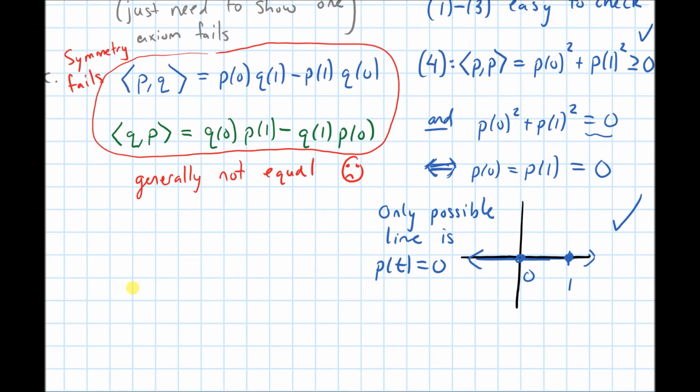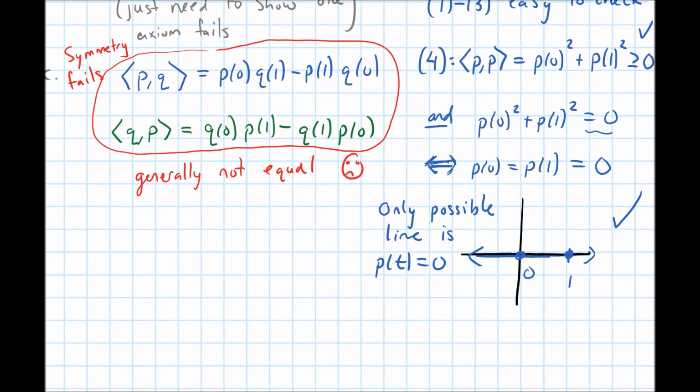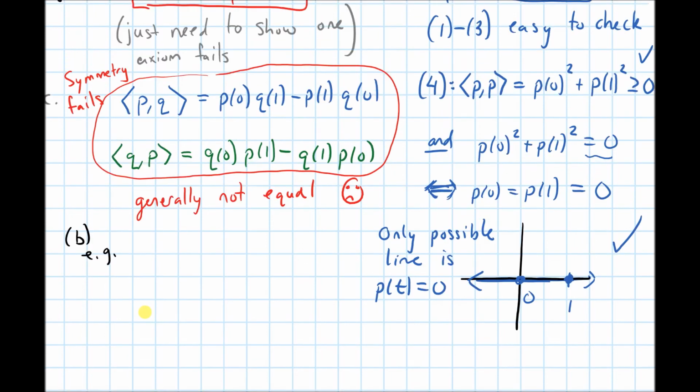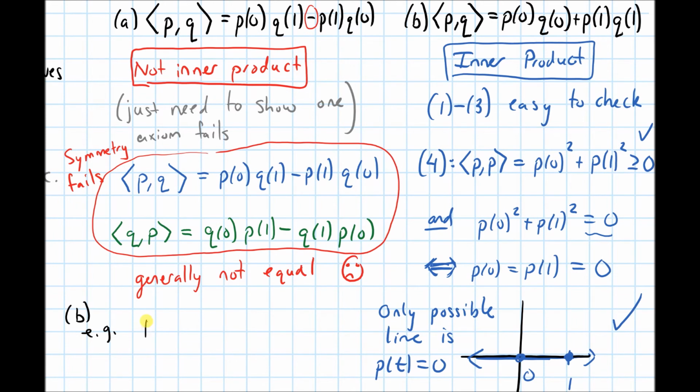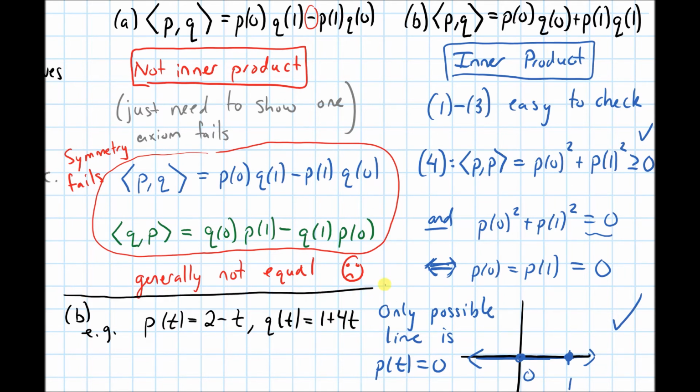Let's actually do an example where we find the inner product of two things. All right, so for example, in the inner product that we just defined in part B, let's suppose that P of t was the polynomial 2 minus t, and Q of t was the polynomial 1 plus 4t. All right, let's separate this part off. It's a little bit easier to read. So now let's take the inner product of P and Q.